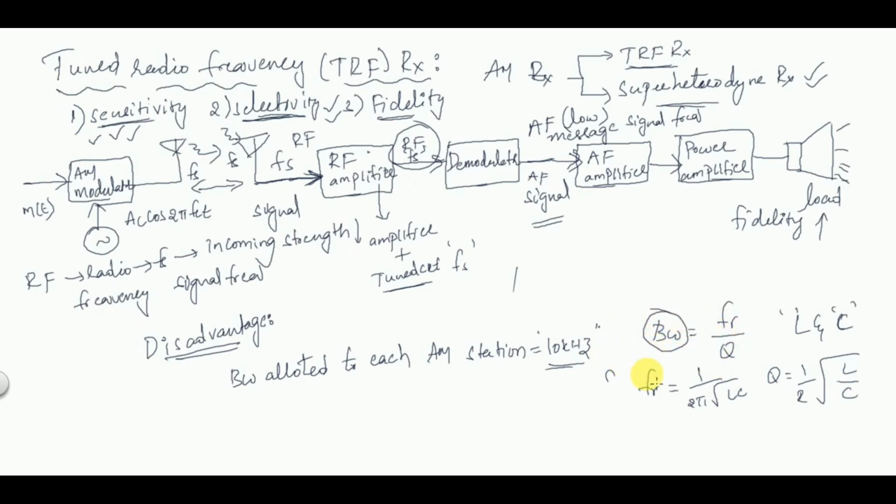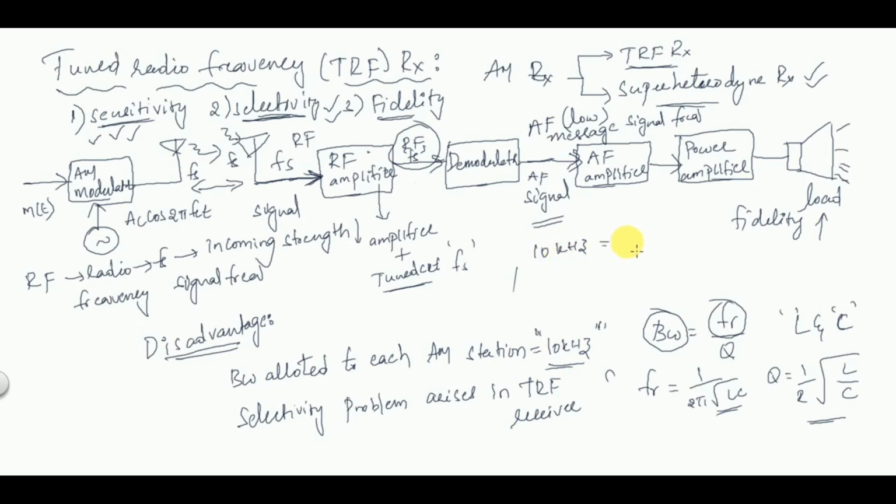So it is very difficult to keep the bandwidth constant so that it will have better selectivity. So a selectivity problem arises in the TRF receiver. Okay, so for selectivity the quality factor must be high. Selectivity depends on the quality factor, and the quality factor in turn depends on the L and C components, and here FR also depends on the L and C components. But the bandwidth must be constant, yes or no, 10 kilohertz.